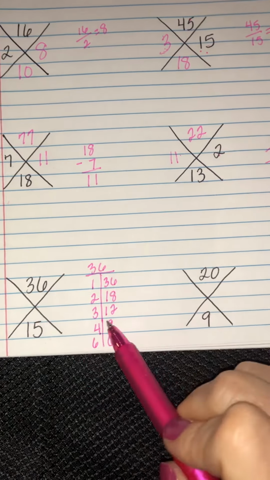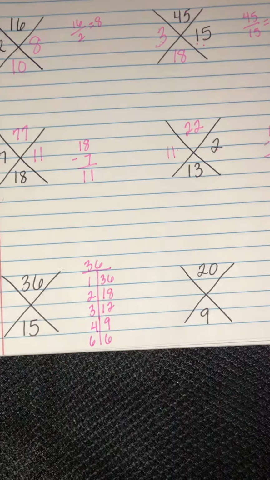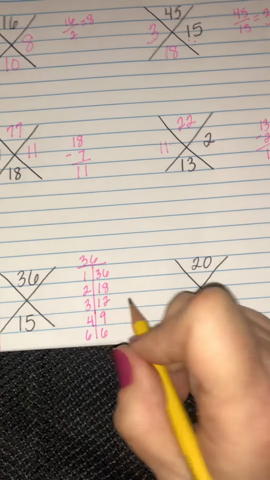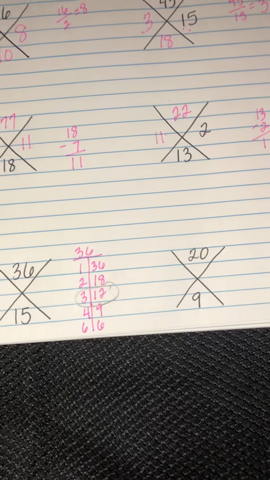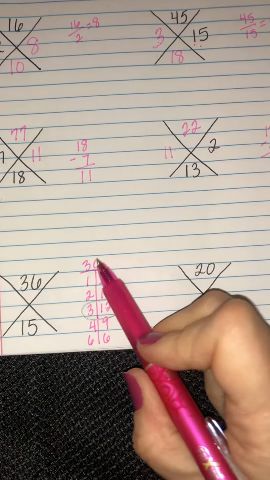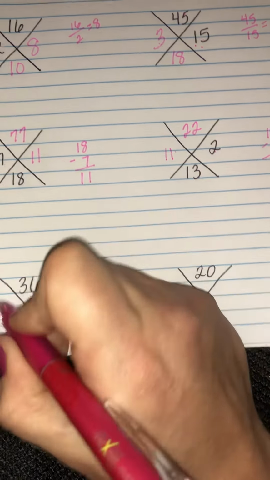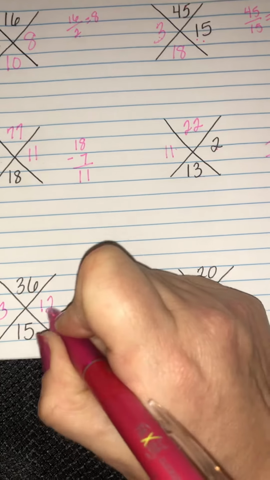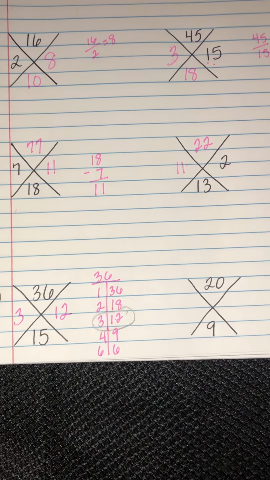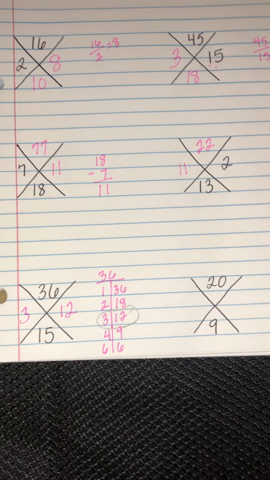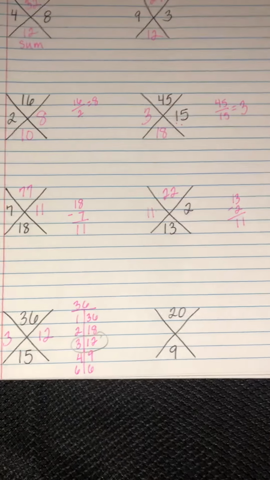But I need the one combination that also adds up to 15, which is here. Okay. 3 times 12 is 36, but 3 plus 12 is 15. So 3 and 12 are the numbers I'm looking for there. Okay, so those are the ones where we have to think a little bit. Let's try one more together.